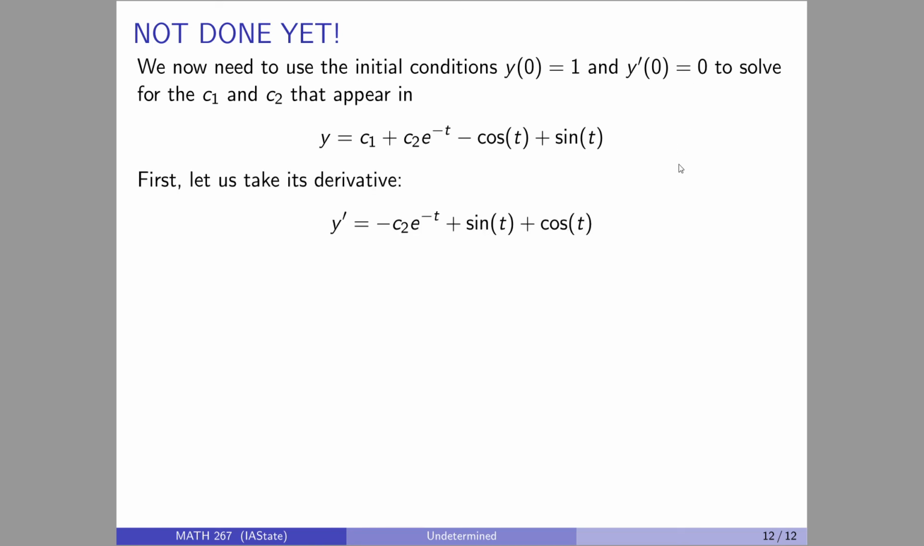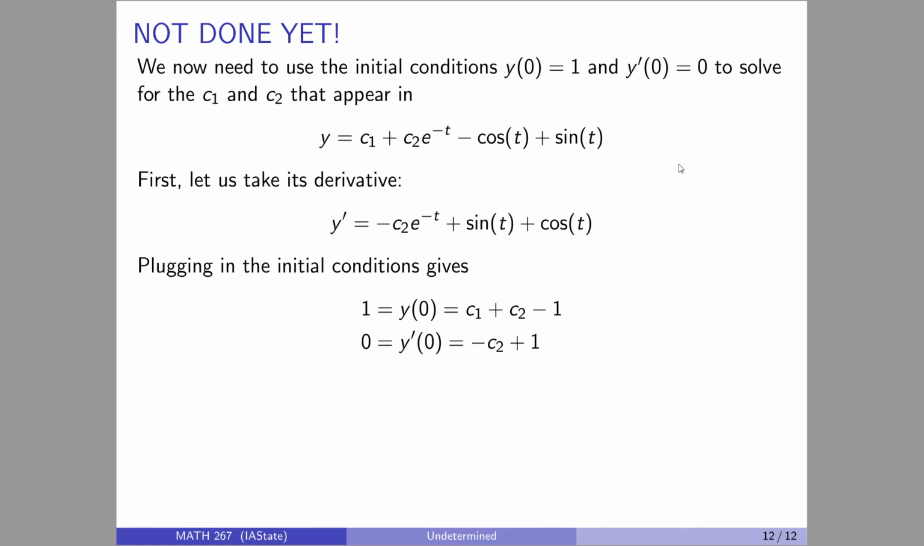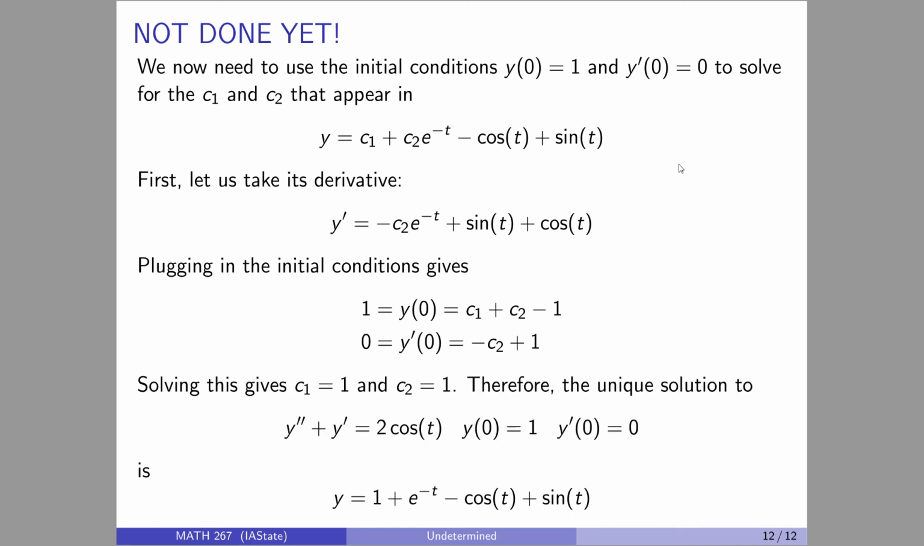Okay. Now I've got information about y and its derivative, so I need to compute its derivative. There we go. And now we plug in the initial information. Alright, and from here we see that C sub 1 and C sub 2 are equal, and they're both equal to 1. And so the unique solution to this differential equation is 1 plus e to the negative t minus cosine t plus sine of t. And that's it. There we go.